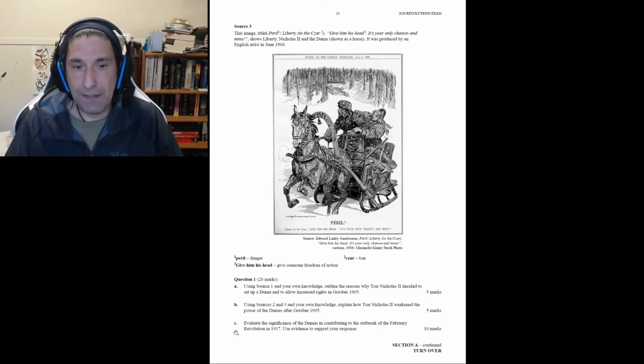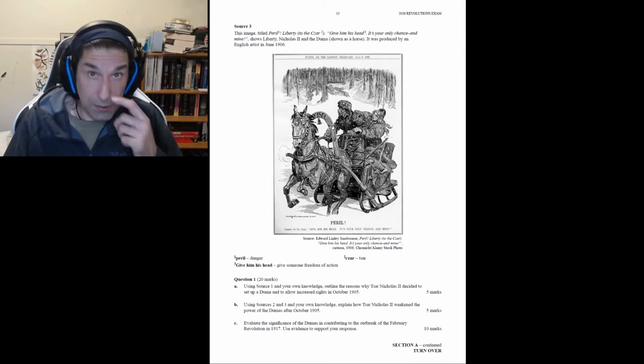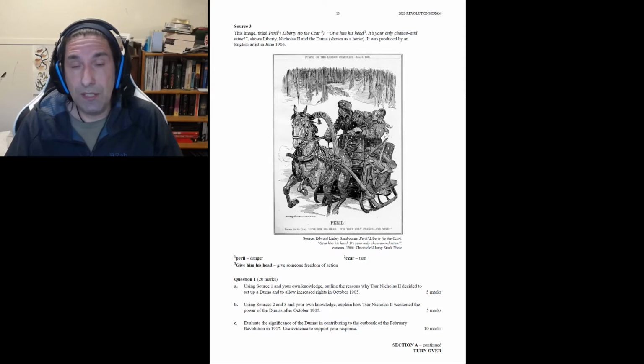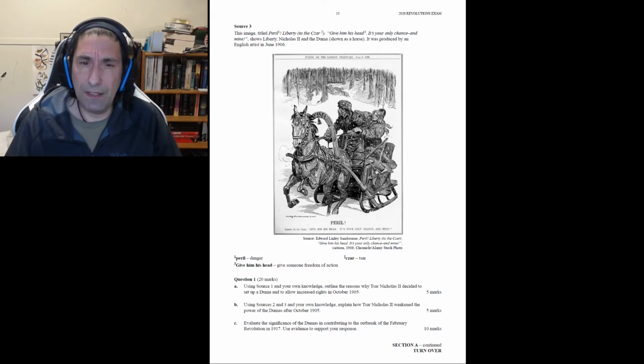And then finally, C, evaluate the significance of the Dumas in contributing to the outbreak of the February Revolution in 1917. Use evidence to support your answer. With question C here, you can refer to the sources 1, 2 and 3, but you don't need to. In the past, you used to have to, but you no longer need to. So if you don't want to refer to the sources, then don't. However, they are very good. There's a lot of information in here.